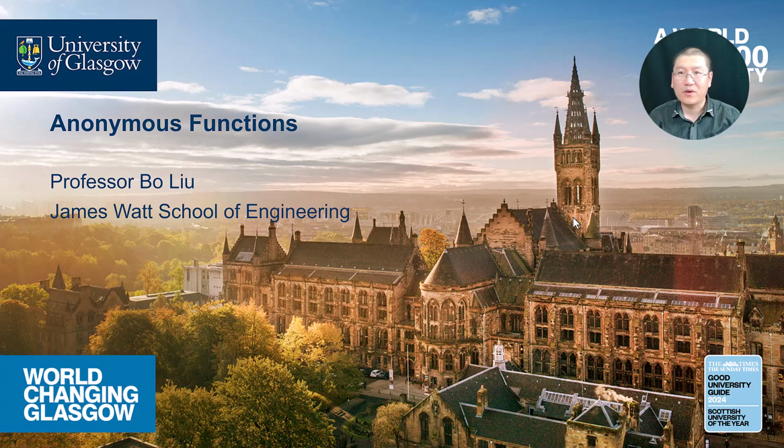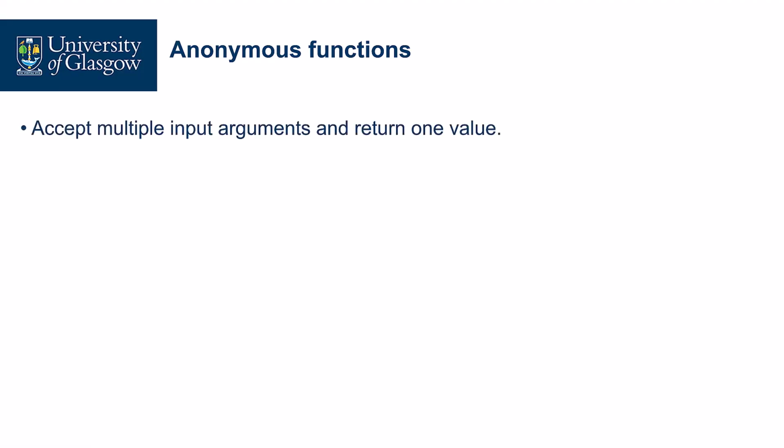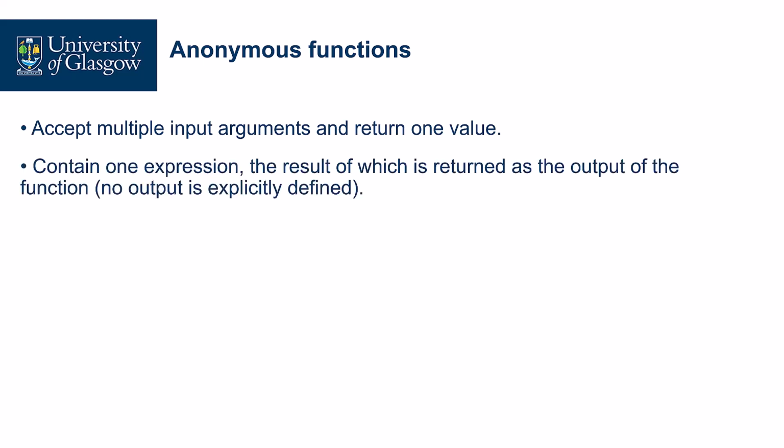In this session, we will continue to talk about MATLAB custom functions. Today, we will focus on anonymous functions. So what are anonymous functions? We can say they are simple functions. They accept multiple input arguments and only return one value, which means one output. And this function contains only one expression, and the result is the output of the function. So in this case, we don't need to explicitly define the output.